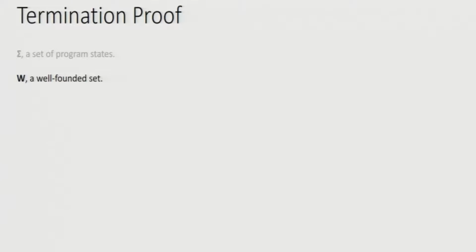Let's assume a set of states, and we're going to leave them undefined for now, but we'll wrap back to that later. Let's assume next a well-founded set. A well-founded set is like a special kind of set, in that it defines a least element. So pretty much no matter where I am in the set, no matter where I start, there's always going to be an element that is the smallest in the set.